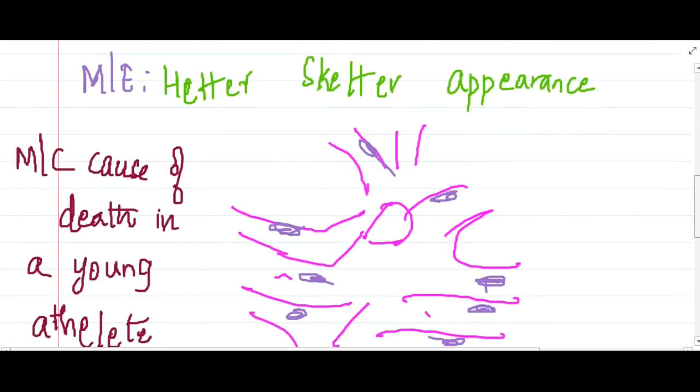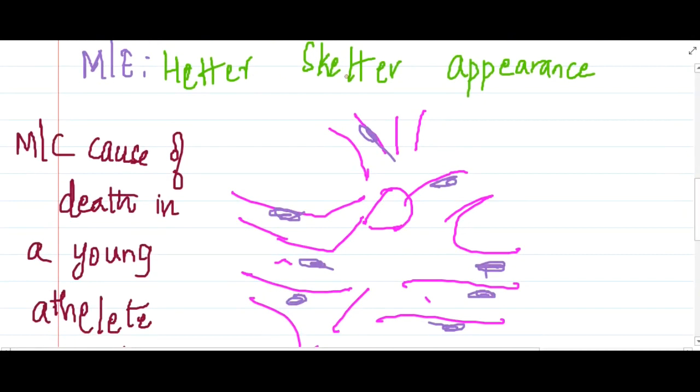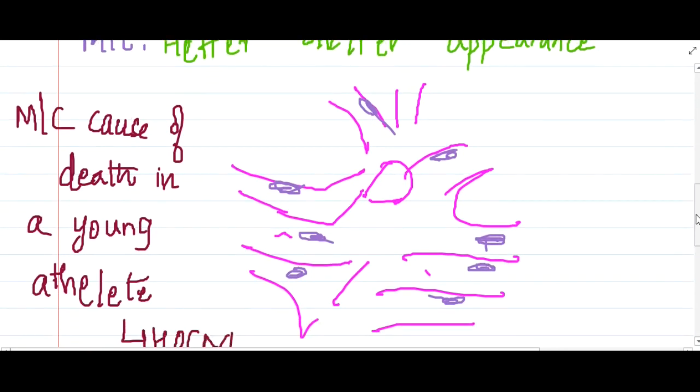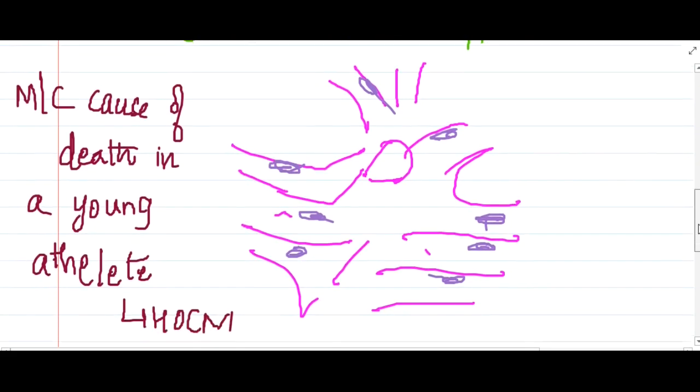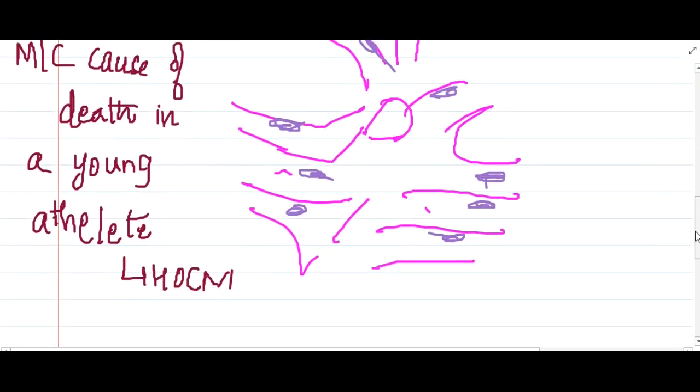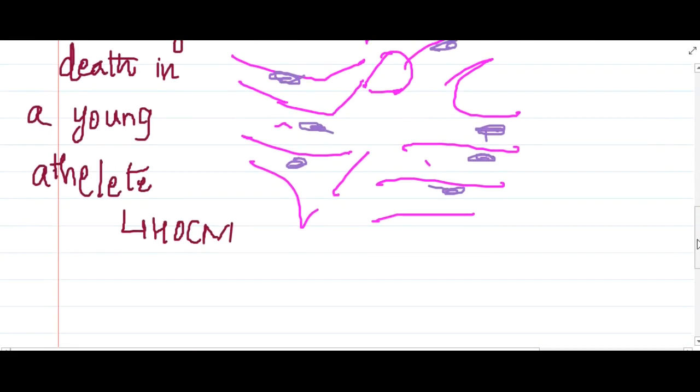On microscopic examination, you will see a helter-skelter appearance due to the hypertrophied cardiac muscle fibers. If you were asked what is the most common cause of death in young athletes, then that is hypertrophic cardiomyopathy.